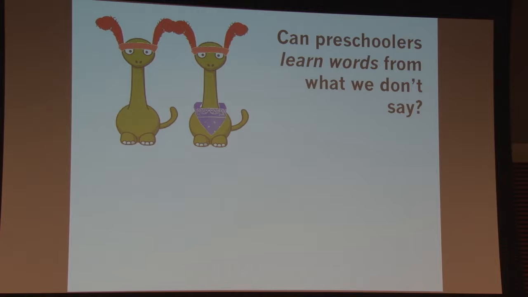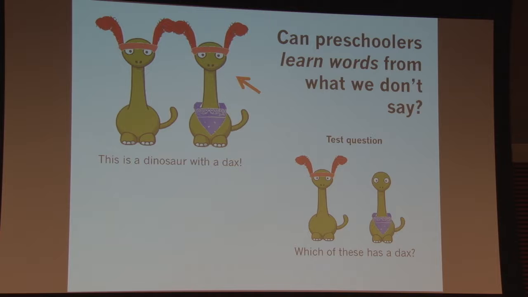So we introduced them to 2 dinosaurs, for example, and we told them about one of the dinosaurs. This is a dinosaur with a dax. We then asked which of the 2 objects they mapped the word dax to. And we probed that by asking them which of these has a dax, 2 dinosaurs that unambiguously either had the feathered headdress or the bandana. I later learned, based on the royal wedding, that feathered headdress is called a fascinator. So even adults can do word learning in these sorts of contexts.